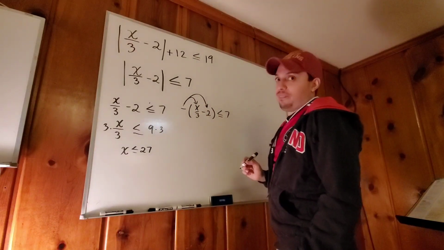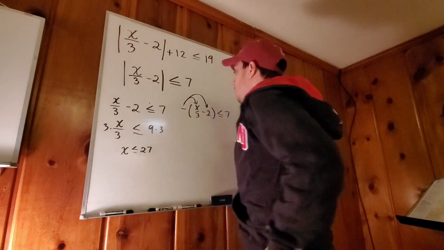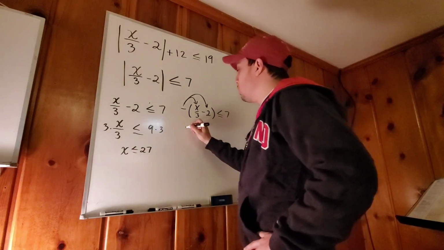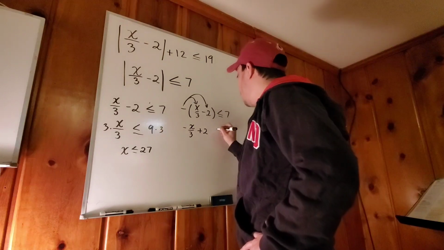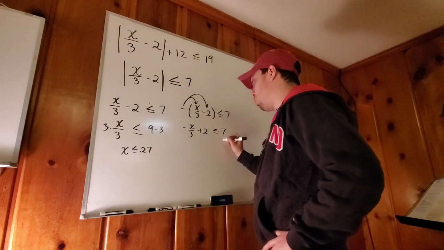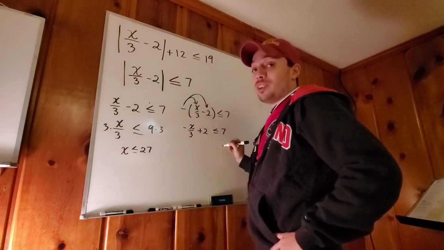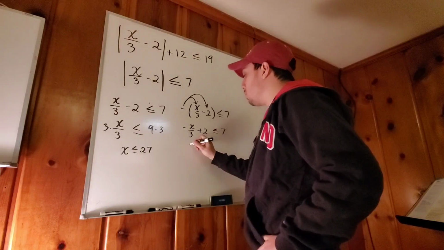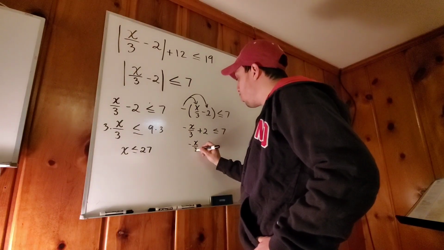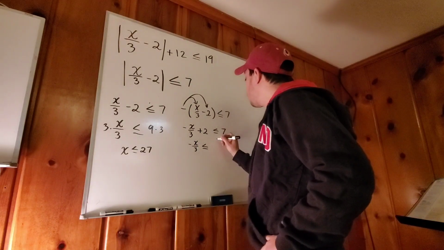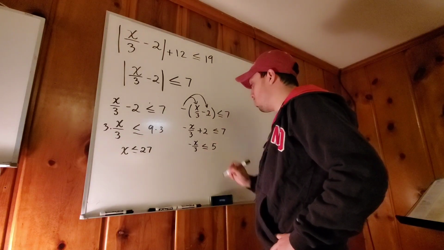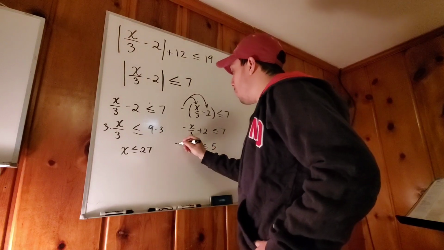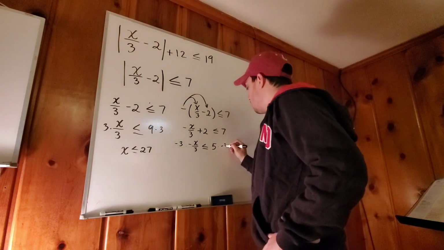It gets flip, flip, as you just heard. And so after you distribute, it's going to be negative x over 3 plus 2 is less than or equal to 7. But then you're going to move it around, right? You're going to subtract it. So it's going to be negative x over 3 less than or equal to 5. And then we're going to multiply by negative 3 on both sides.